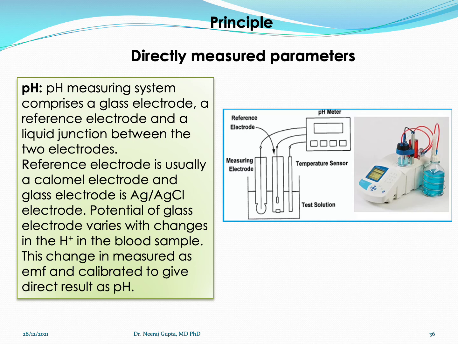Now let's look at the principle behind measurement of some of these parameters. For pH, we have already looked at the glass electrode, which is used for measuring the pH, in detail. I've just summarized it here. You can go back and see the details in previous slides.